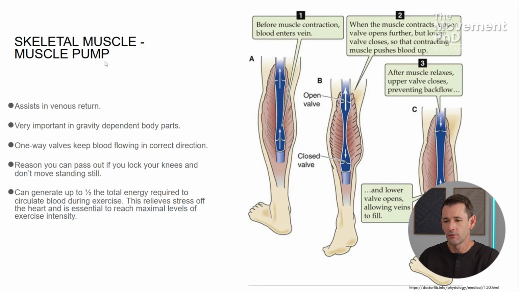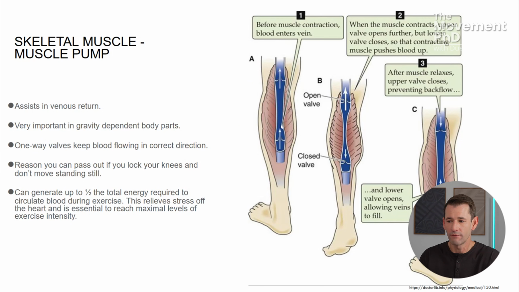The skeletal muscle pump is one way in which we can assist that venous return, or getting that waste product from the muscle back to the heart and lungs. This is really important in gravity-dependent body parts. So think about your calves and your legs. They're working against gravity. So this muscle pump is what's going to allow that blood to get back to the heart, and it can generate about half of the total energy needed in getting that circulating blood back to the heart during exercise. So how does this skeletal muscle pump work?